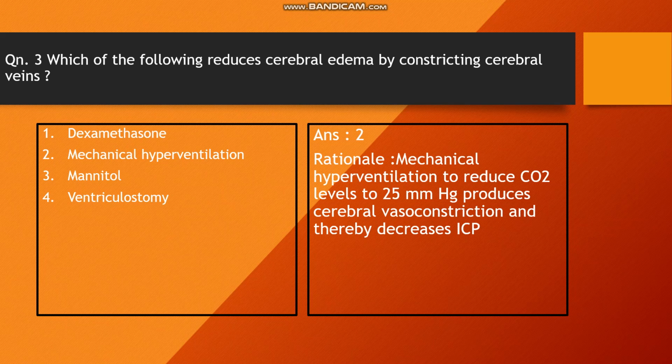Which of the following reduces cerebral edema by constricting cerebral veins? Dexamethasone, mechanical hyperventilation, mannitol, ventriculostomy. Answer is mechanical hyperventilation. Mechanical hyperventilation to reduce the CO2 levels to 25 mmHg produces cerebral vasoconstriction and thereby decreases ICP.